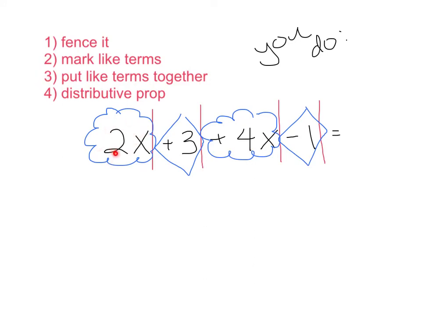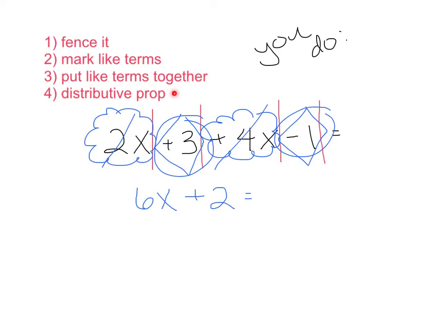Now I'm going to put the like terms together. Here I've got 2 X's. And then I have 4 more X's. These are positives. Remember, that's a positive there. That's a total of 6 X's. And here I have a 3, positive 3, and then a negative 1. That means I have $3 and I gave 1 away. So how many dollars do I have? $2.